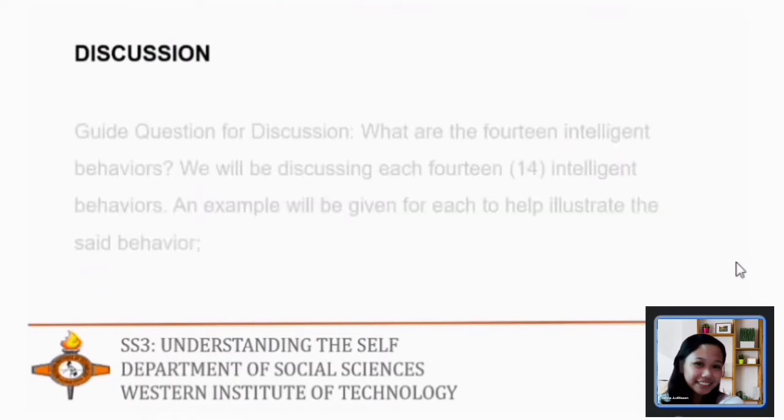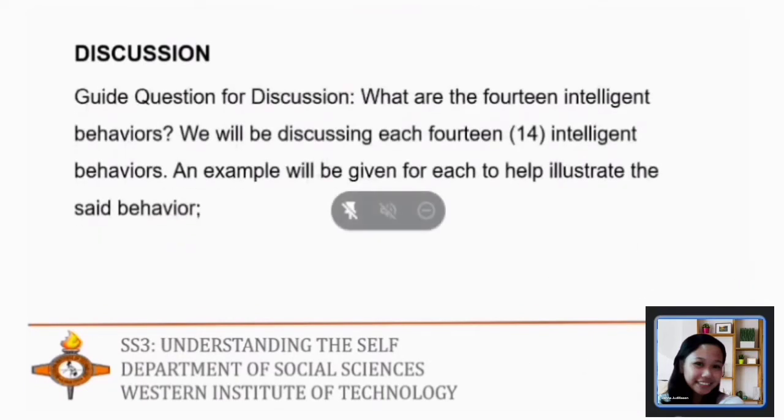Discussion. Guide question for discussion: What are the 14 intelligent behaviors? We will be discussing each of the 14 intelligent behaviors. An example will be given for each to illustrate the said behavior.